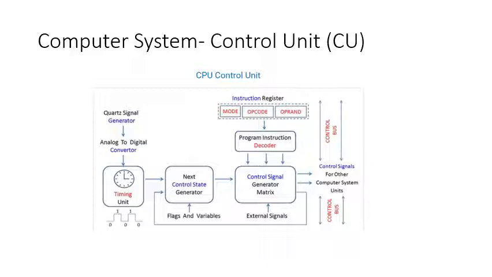The control unit of the CPU is also responsible for decoding the program instruction fetched from the memory. The control unit decodes the program instruction as per the instruction format. The control unit, after the decode operation, directs the arithmetic and logic unit of the CPU to perform the desired operation as per the instruction set architecture of the central processing unit.